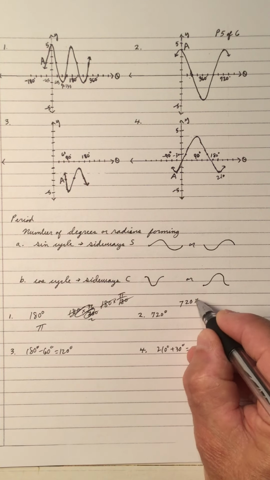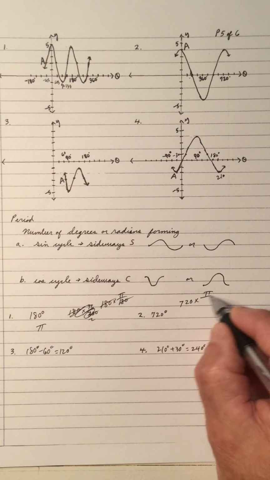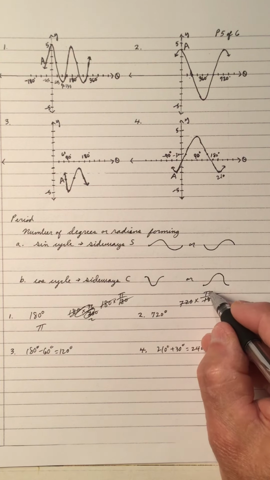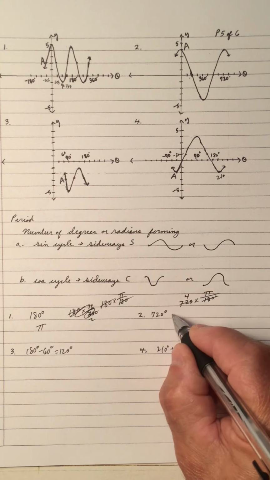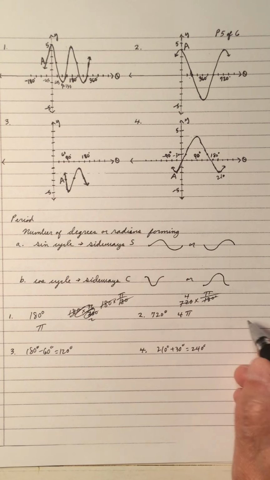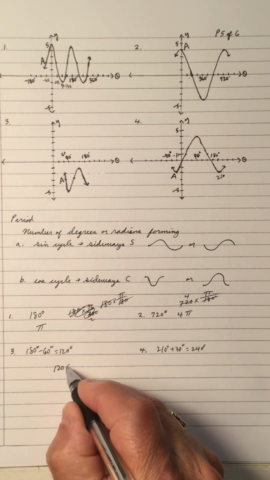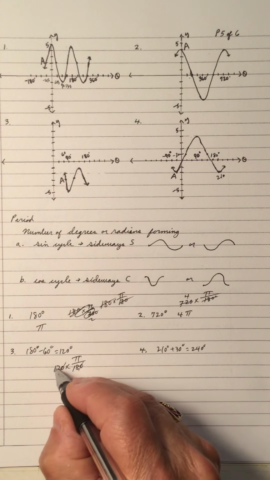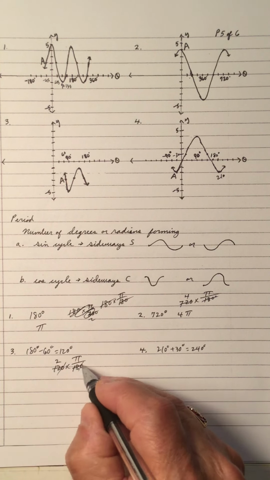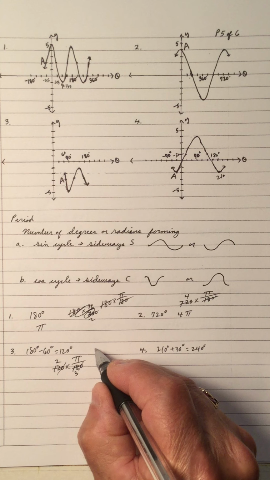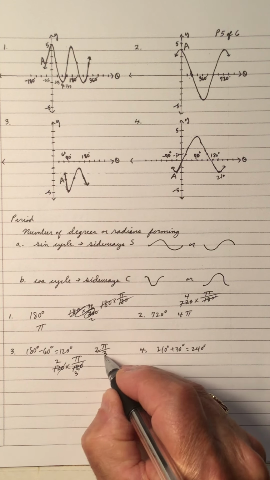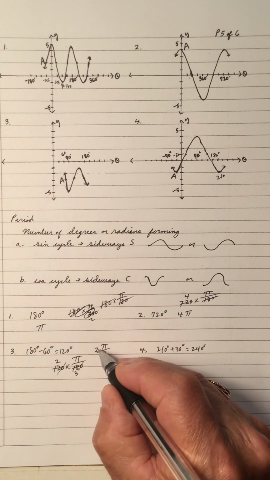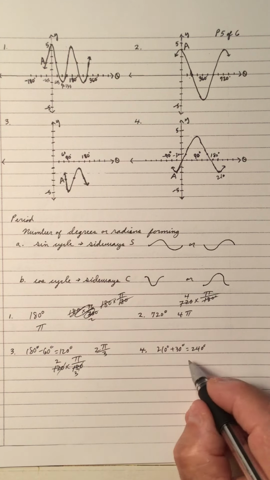So 720 multiplied by pi over 180, 180 goes into that 4 times, so that's 4 pi. And I got 120 multiplied by pi over 180. The zeros cancel. 6 into 12 goes 2, 6 into 18 goes 3. So 120 is 2 pi over 3. Notice pi over 3 is 180 divided by 3, which is 60. 2 times 60 is 120.